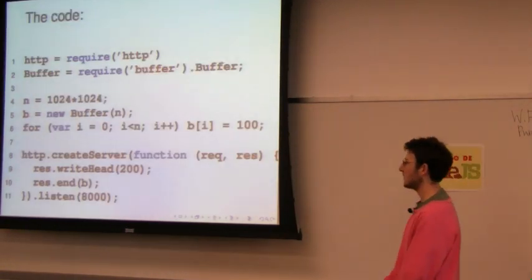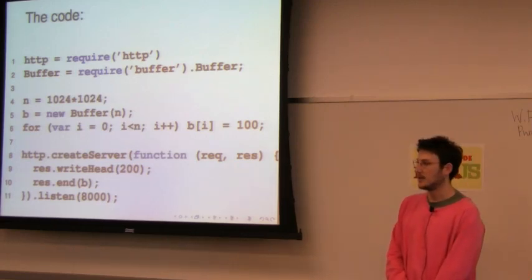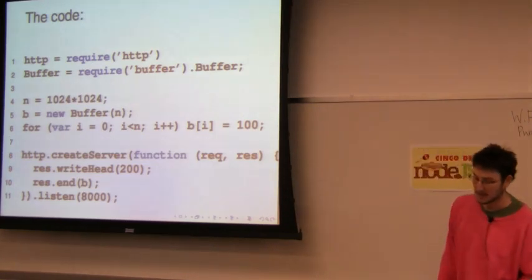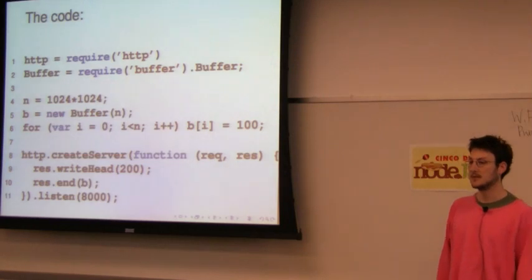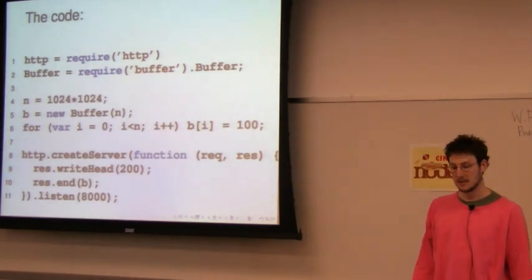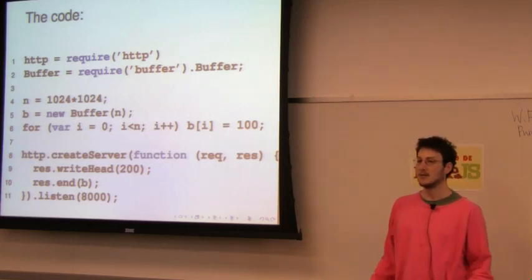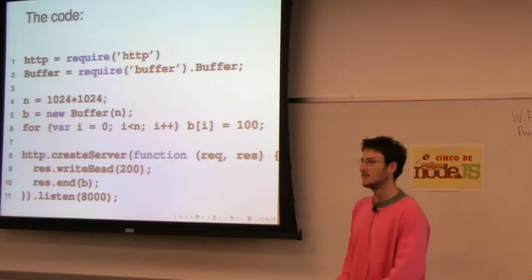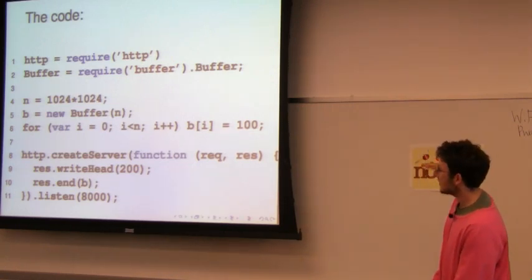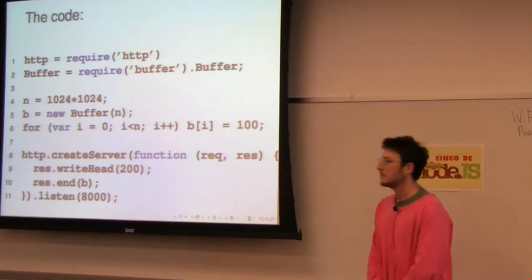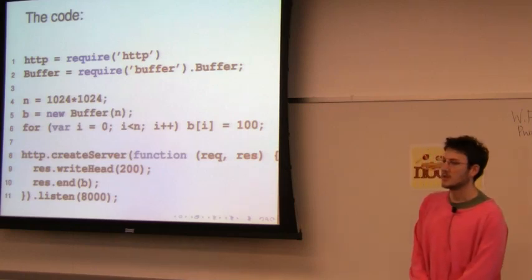So here's the code for that benchmark. I'm not actually writing a string to the server. Well, let me explain this first. On lines 1 and 2, we require modules. This is using the CommonJS module system. So there's an HTTP module and there's a buffer module. And this buffer is something to allocate raw memory, something that JavaScript isn't particularly good at. Then in lines 4 through 6, we fill the buffer. We allocate a buffer with a megabyte of memory, and we fill it with a bunch of bytes.